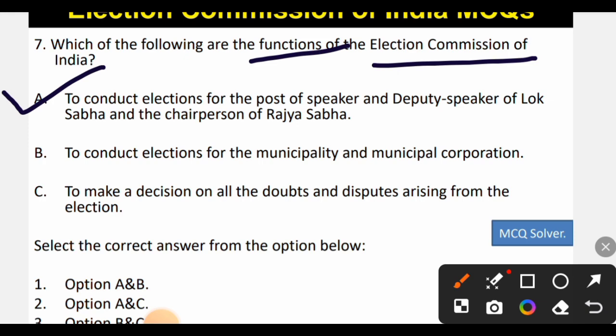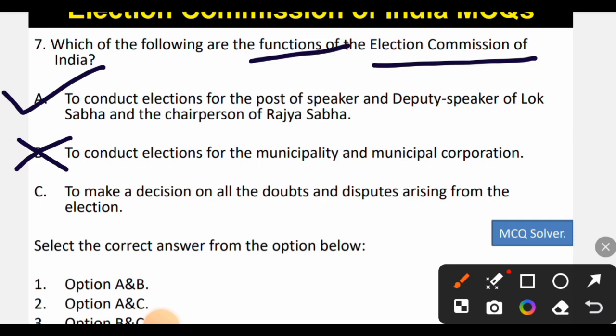Now when it comes to statement B: to conduct elections for the municipality and municipal corporation. This statement is incorrect because this is not the function of the Election Commission of India. It is looked after by the State Election Commission. So B is an incorrect statement.